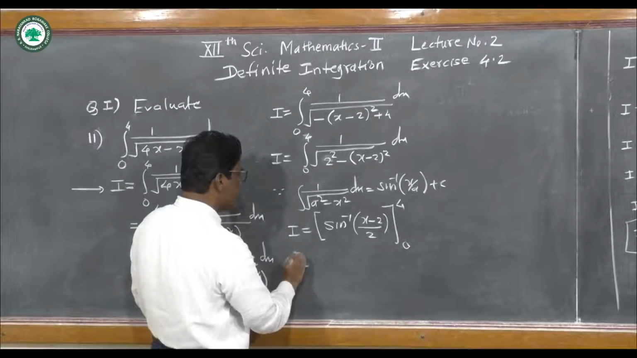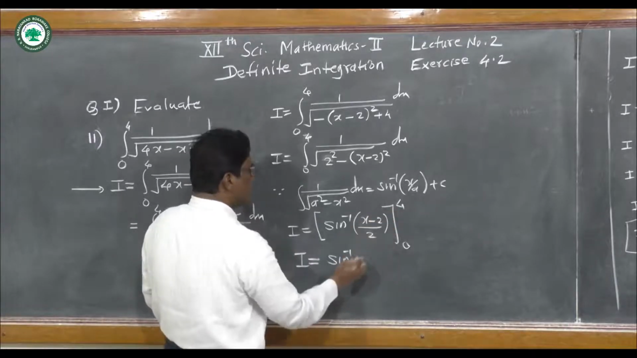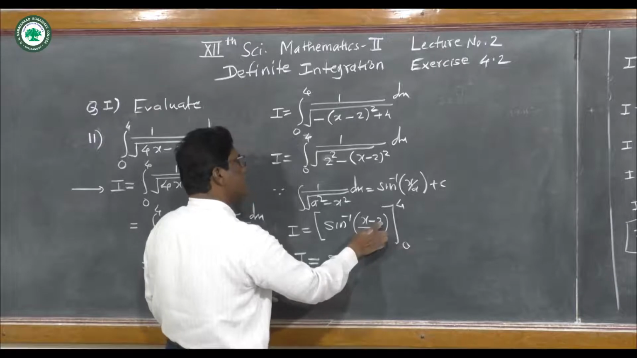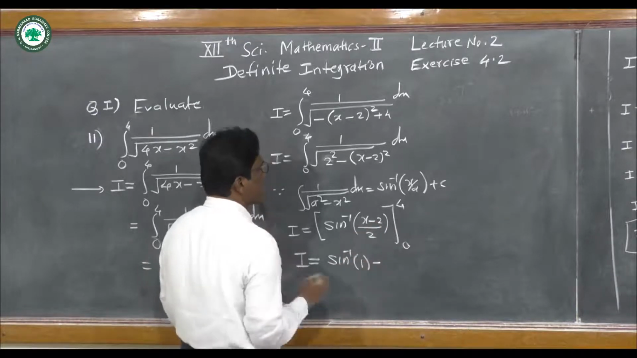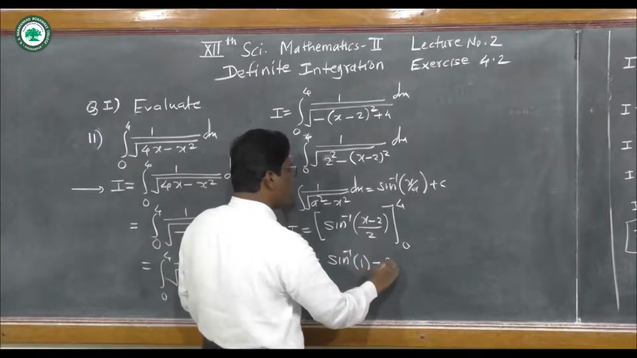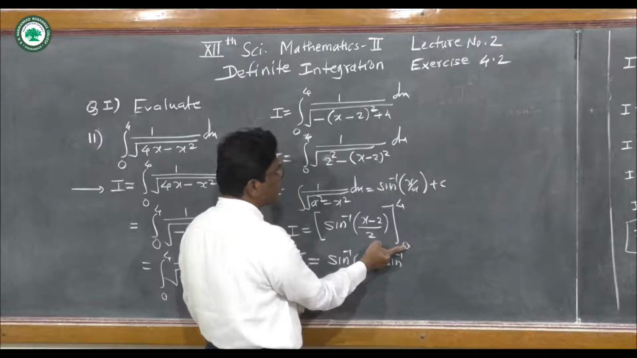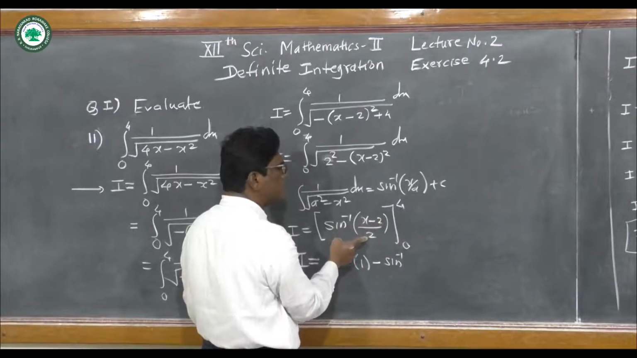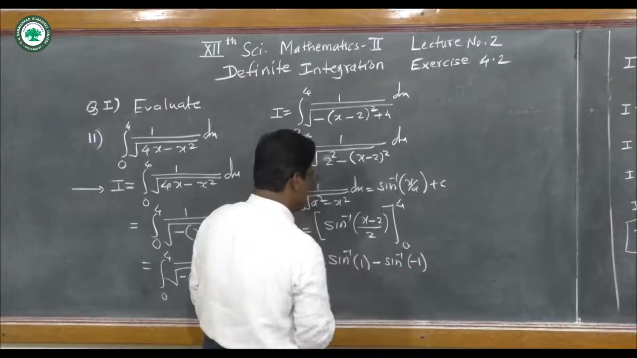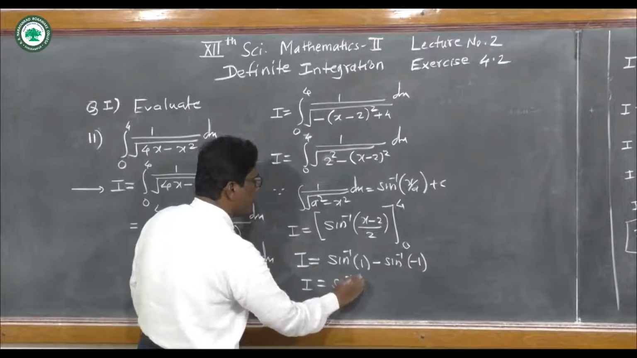So I is equal to sine inverse of (4 minus 2) upon 2. 4 minus 2 is 2, so 2 upon 2 is 1. Minus sine inverse of (0 minus 2) upon 2, so minus 2 upon 2, that is minus 1. And now we get here I is equal to sine inverse of 1 as it is.